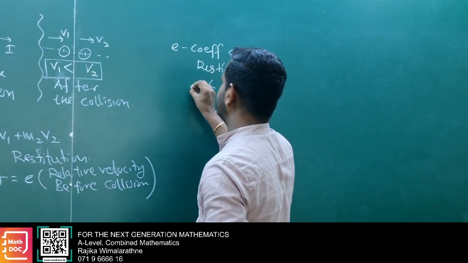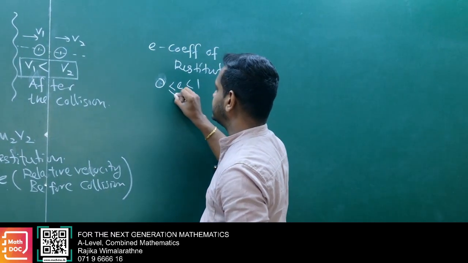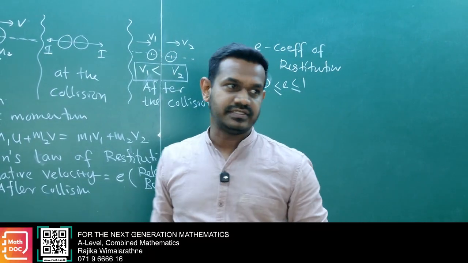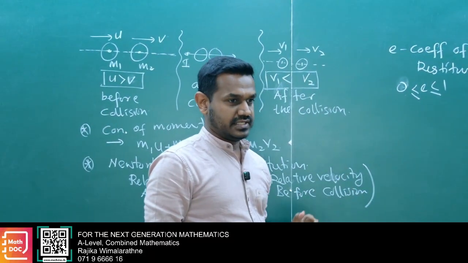Usually E is between 0 and 1. E equal to 1 is perfectly elastic. E equal to 0 is a perfectly inelastic collision. This is called a simple collision. Using those two relations, you can analyze the full collision.